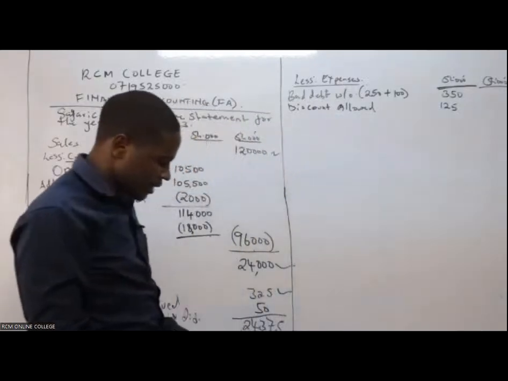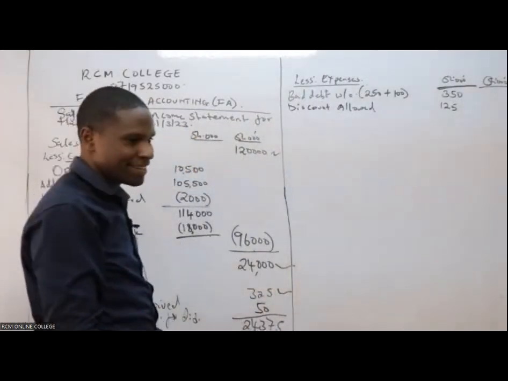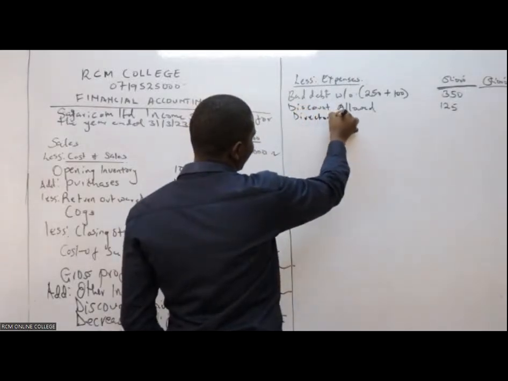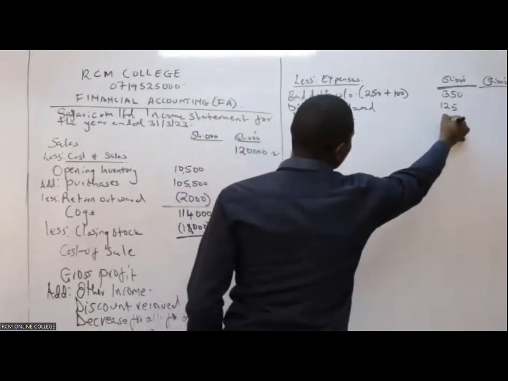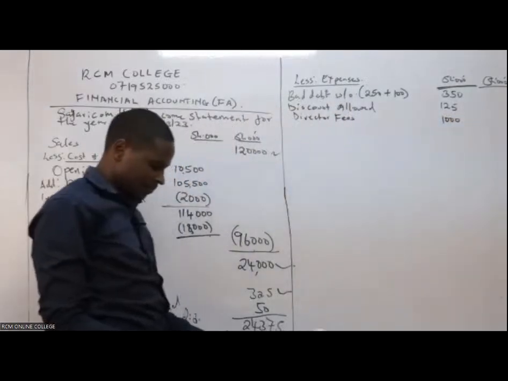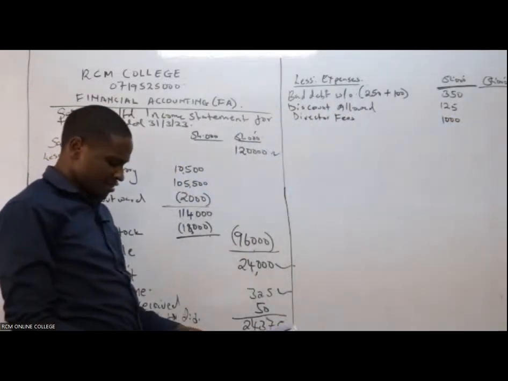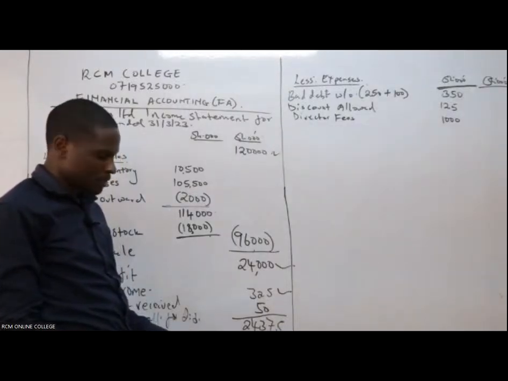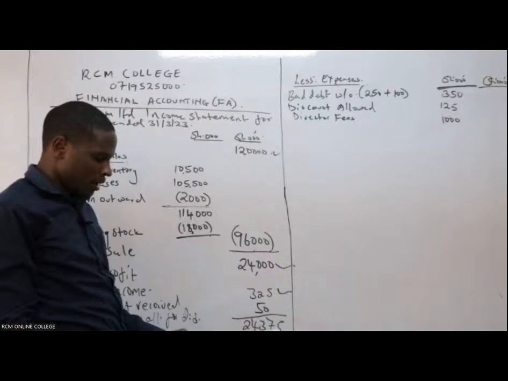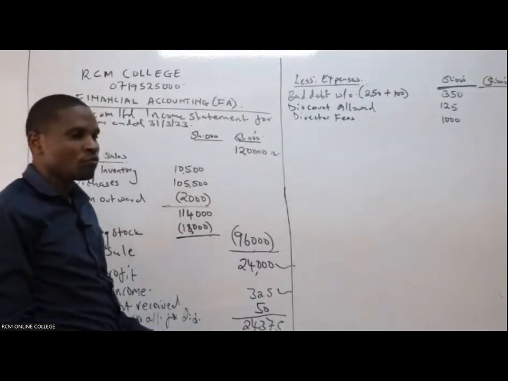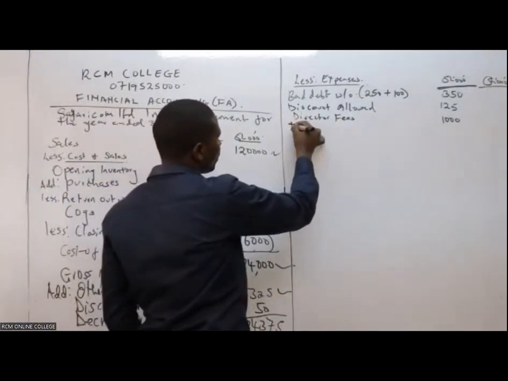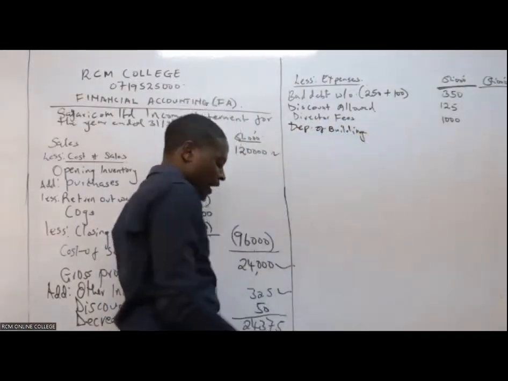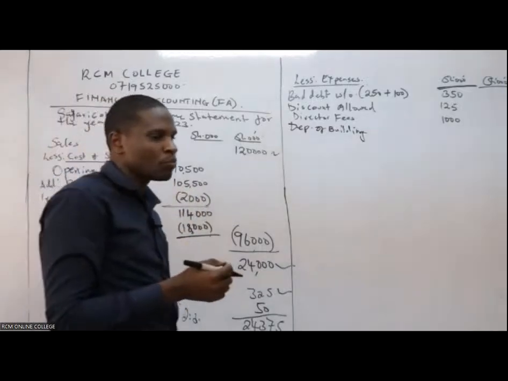Who can identify any other? Director's fee, this is another direct one. Director's fee, 1,000. This thing was easy. Any other? Now we can check the depreciations. Maybe you can start with the depreciation of building. If you look at the additional information, we are told that the building depreciation rate is 2% at cost.